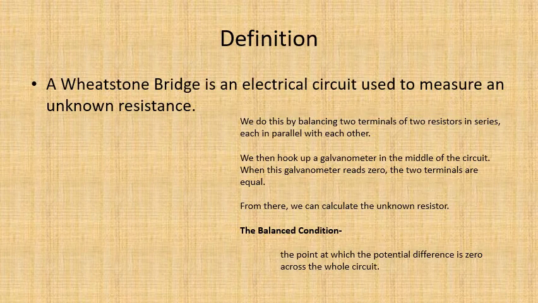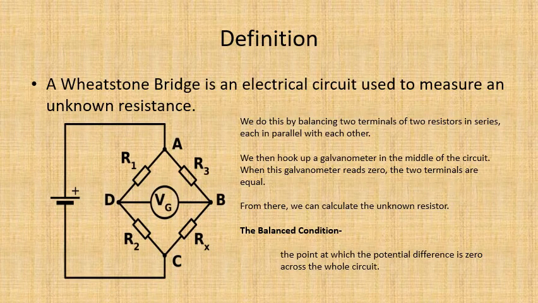So what is a Wheatstone bridge? A Wheatstone bridge is an electrical circuit used to measure an unknown resistance. We do this by balancing two terminals of resistors in series that are in parallel with each other. When we hook up a galvanometer in the middle of the circuit and it reads 0, the two terminals are equal. In other words, the voltage at D is equal to the voltage at B, and no current can flow. From there, in that balanced condition, we can calculate the unknown resistance.